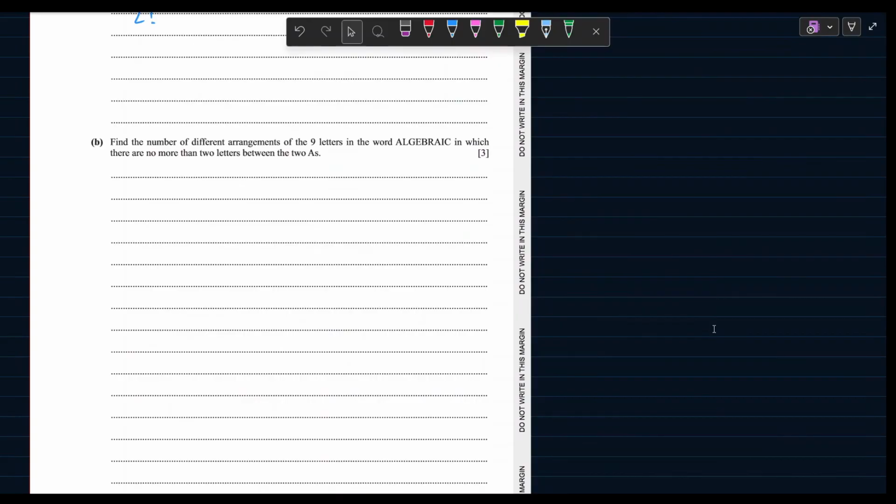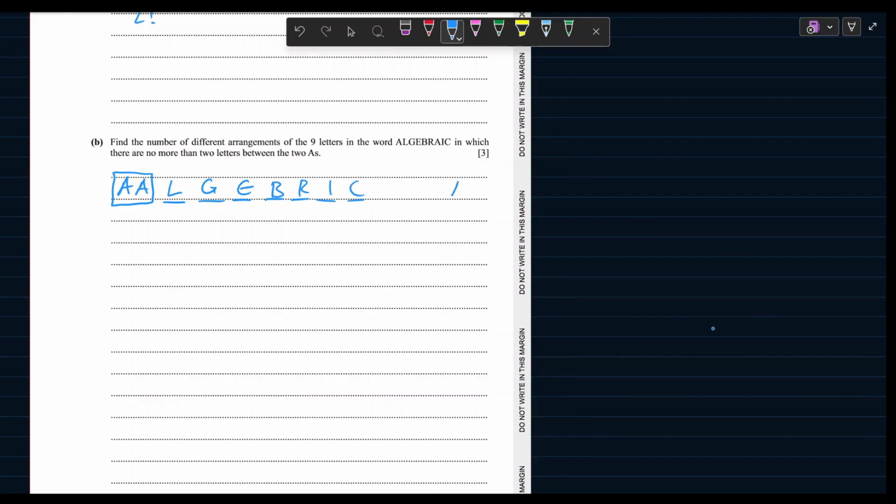Part B, find the number of different arrangements of the 9 letters in the word algebraic in which there are no more than 2 letters between the two A's. So this means we can either have 0 letters between the A's. So in other words, we are putting our A's together. And then we'd have 1, 2, 3, 4, 5, 6, 7. That's the rest. So L, G, E, B, R, I, C.